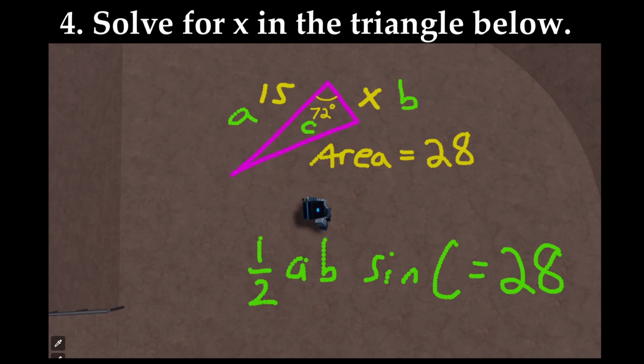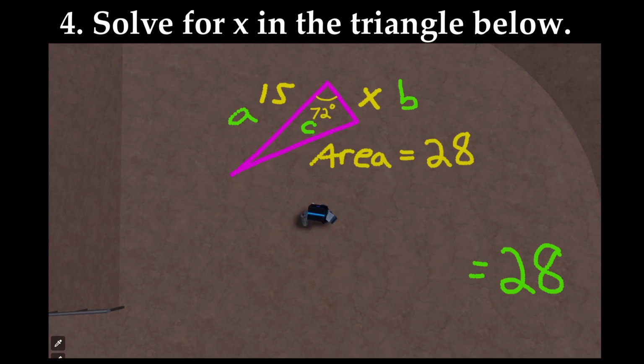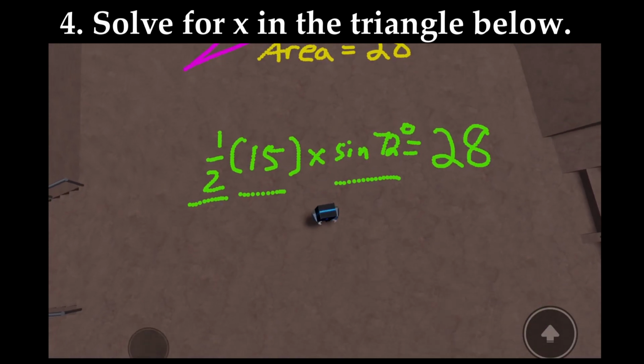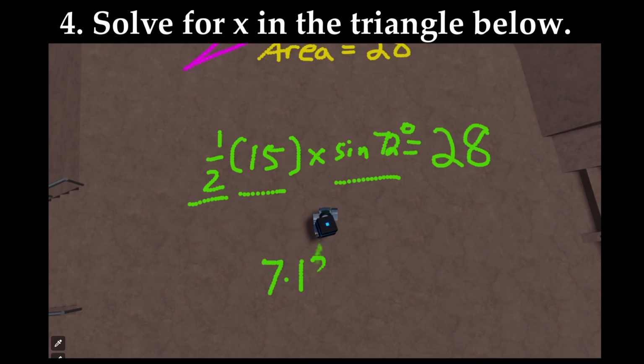So let me just fill in all those variables. It's going to rewrite all of this actually. So we have 1/2 times 15 times x times sine of 72 degrees. And now we just need to solve for x. So first I'm going to do 1/2 times 15 times sine of 72 to get the new coefficient on x. So if you do all of that, what you should get is that 7.13 x is equal to 28.